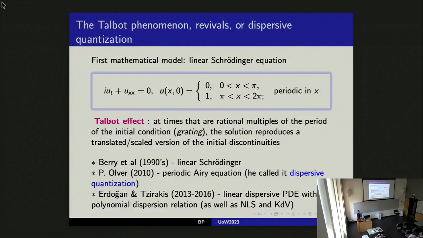These are the papers: Berry's papers were the first, and he looked at linear Schrödinger. Then there were some other papers of Peter Olver, and he did the same thing with Airy, so linear KdV, and that's when I got interested in it, and I'll tell you the story when I get to it. He called this effect, because he didn't know about the Talbot effect, dispersive quantization; he observed it in numerical experiments. And then there is a nice PDE book by Erdogan and Tzirakis, who have a general theorem for every polynomial dispersion relation. And I'll show that as well.